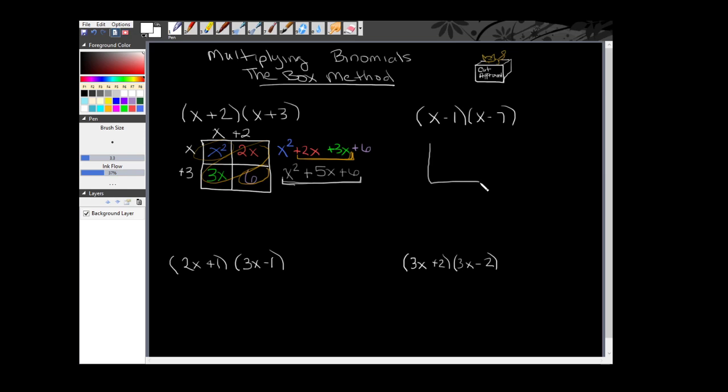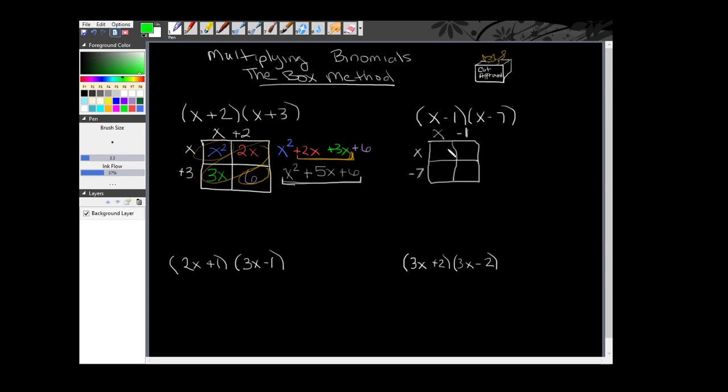Now when you're doing these box methods, I'm going to set up my next box. But when you go to write your polynomials across the top, make sure that whatever sign is going with the second term stays with the second term. That's especially important if you have any negatives showing up. So here I have my x plus 1 across the top and my x minus 7 down the bottom.